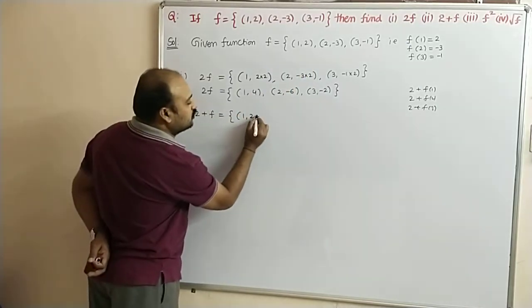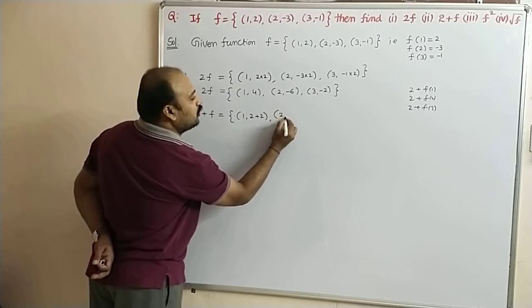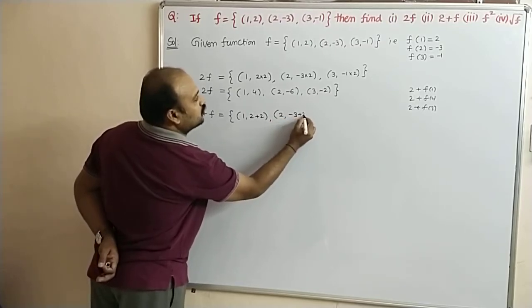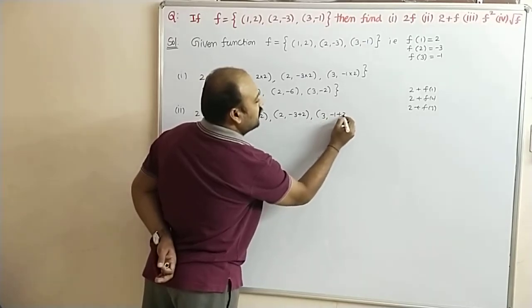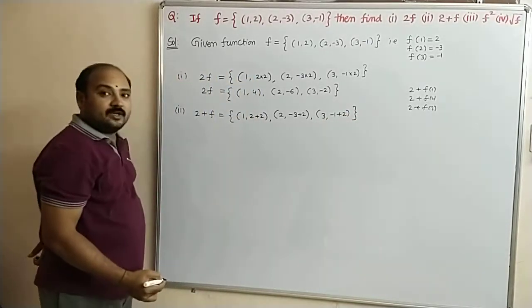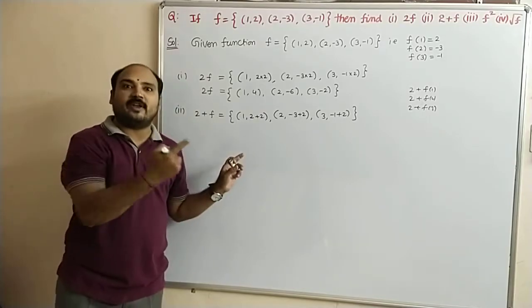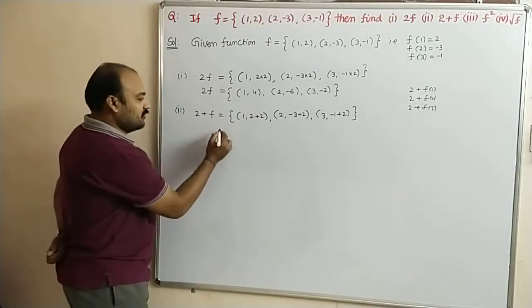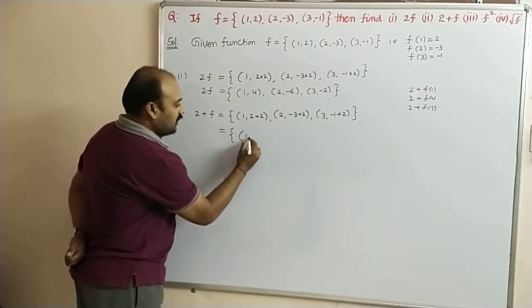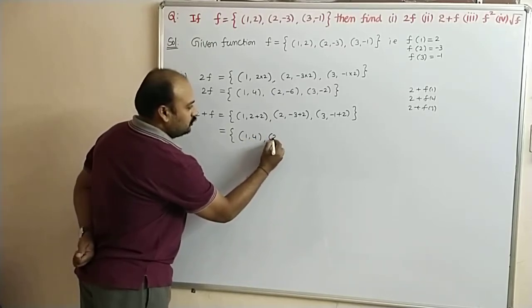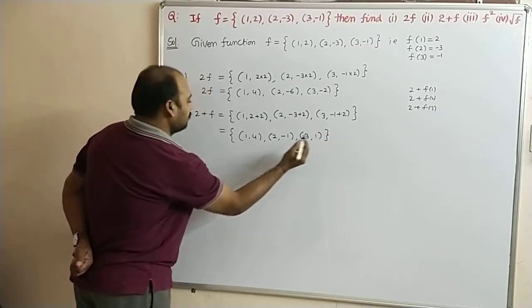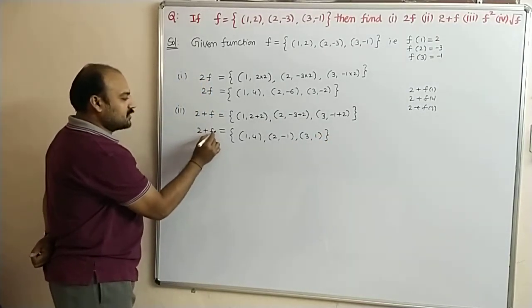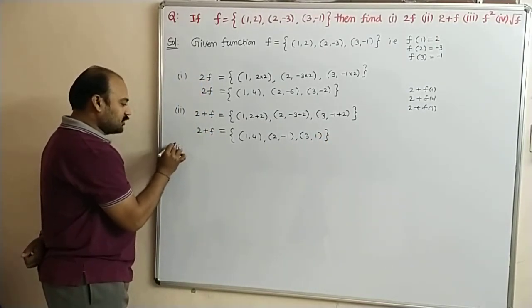So 2 plus 2, 2 comma minus 3 plus 2, 3 comma minus 1 plus 2. You are adding 2 to the codomain elements, which is equal to 1 comma 4, 2 comma minus 1, 3 comma 1. This is the value of 2 plus f. Come to the third question.